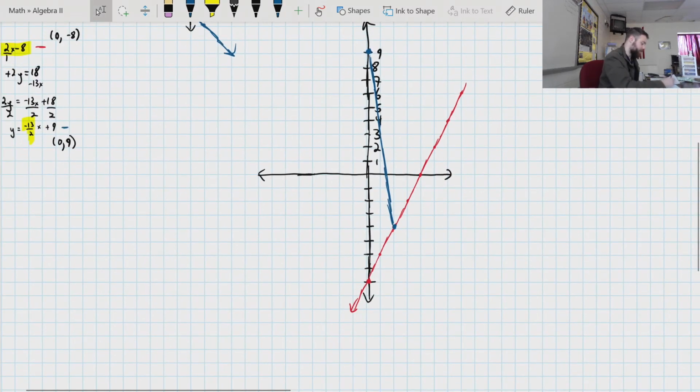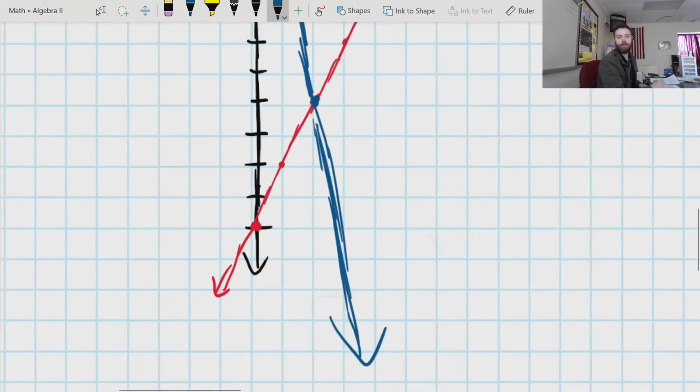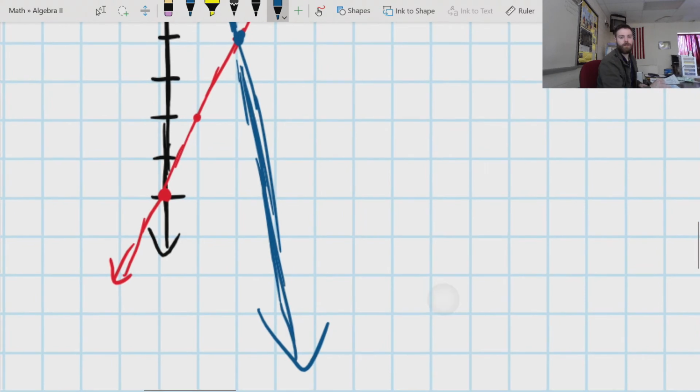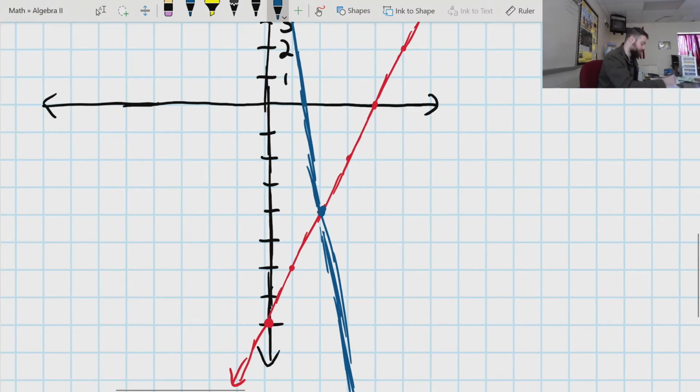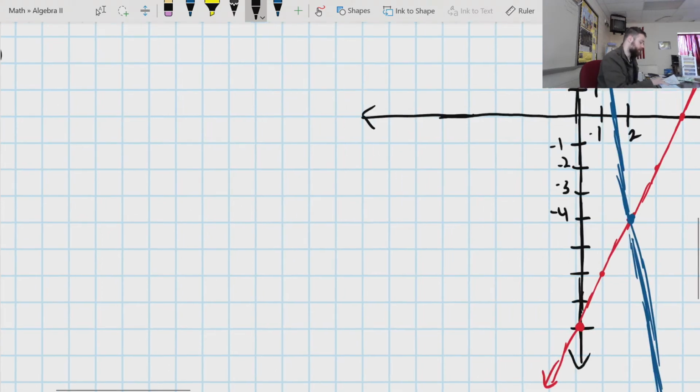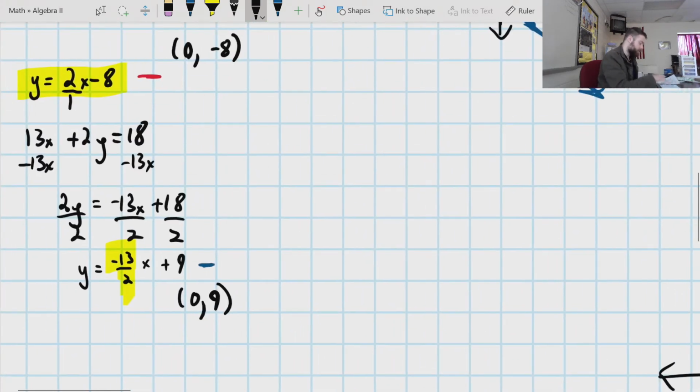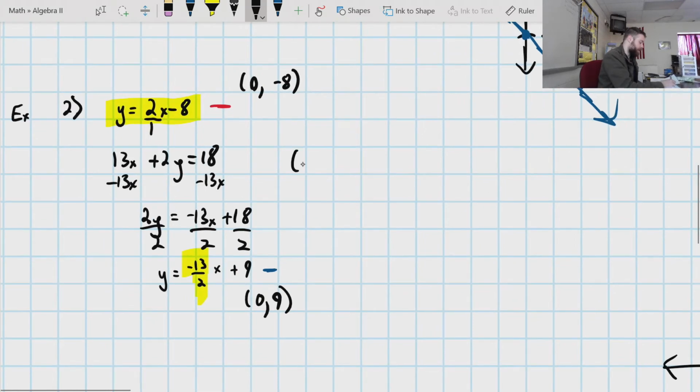And so what that does is it tells me where these lines intersect. And so I can kind of continue that pattern. It's not perfect, but I can kind of see exactly where they intersect, which is 2, I think, -8. No, not 2, -8. It's been a while. 2, so 1, 2, -1, -2, -3, -4, yeah, 2, -4. So the solution to both of these graphs is 2, -4.